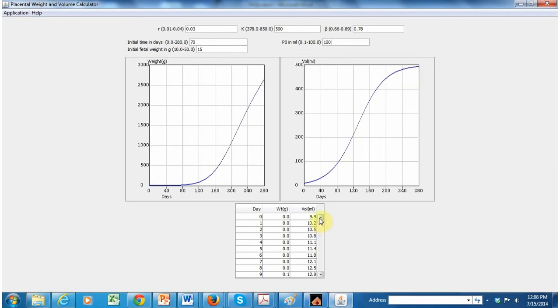Now at the bottom, you see the data for weight and volume is given to you numerically. So that data can actually be copied and pasted and dumped into an Excel file. And this completes the demonstration of this calculator.